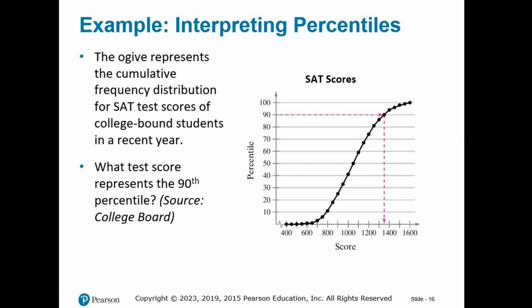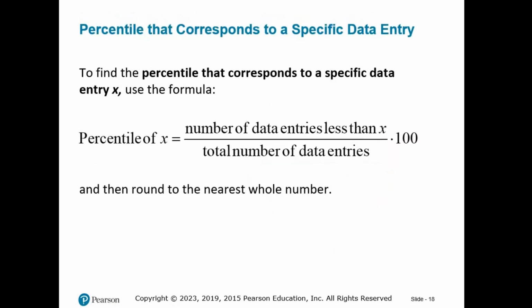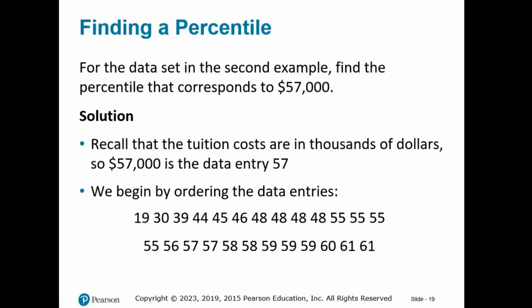In fact, to find the percentile that corresponds to a specific data entry X, all we have to do is use a simple formula. The percentile of X is equal to the number of data entries less than X divided by the total number of data entries times 100, then round to the nearest whole number. For example, the tuition costs in thousands of dollars are listed. Find the percentile that corresponds to 57,000. Remember that this is in thousands of dollars, so a data entry of 44 corresponds to 44,000.